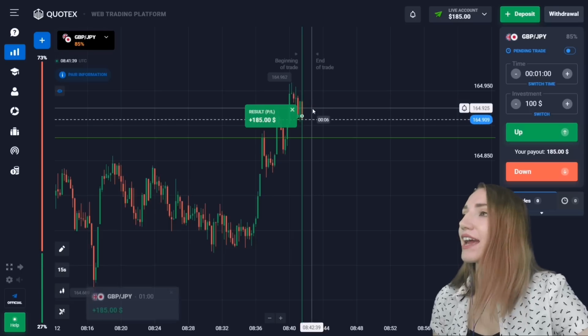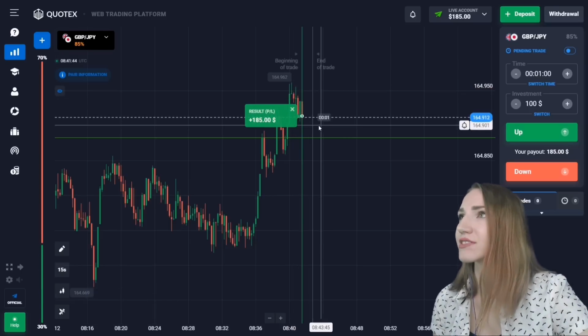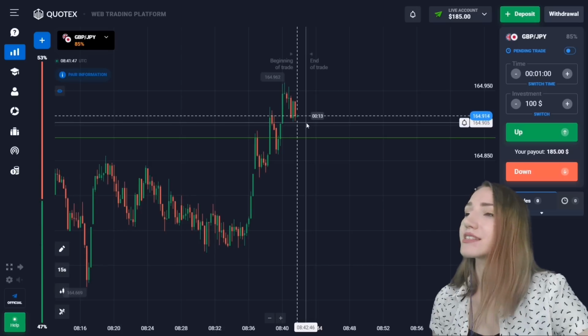So guys, it's very interesting. The retracement movement really happened and the price bounced down. So 1 minute was enough for that. So it's a very good start.